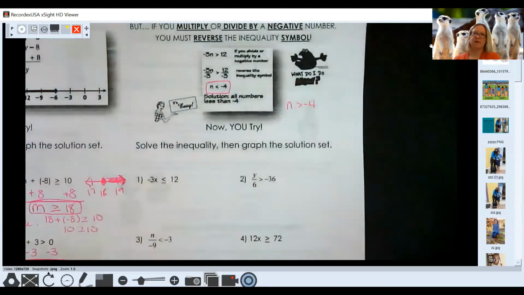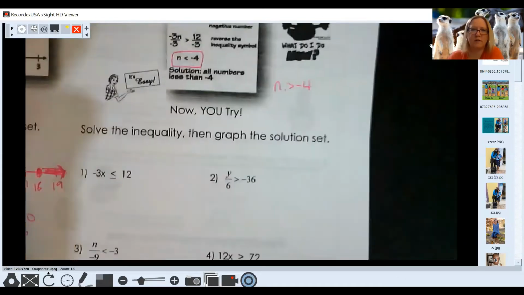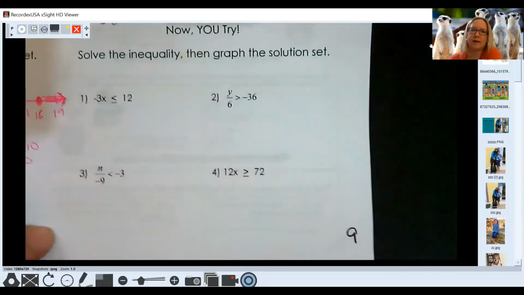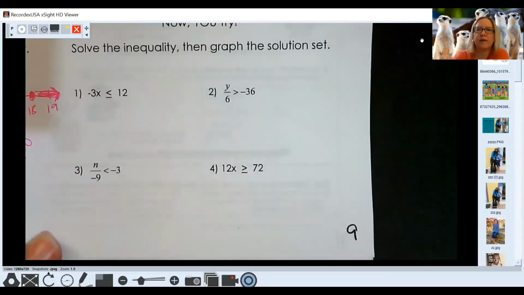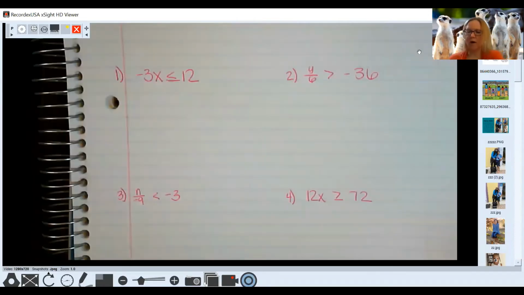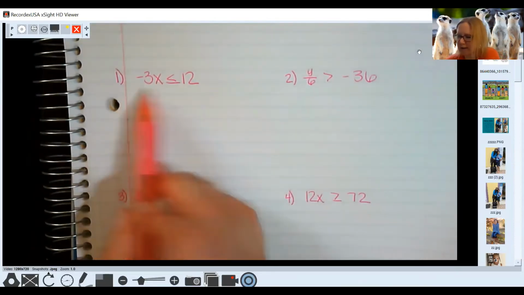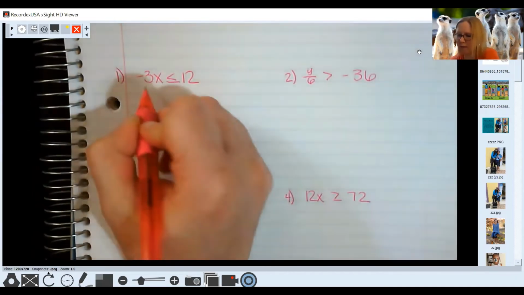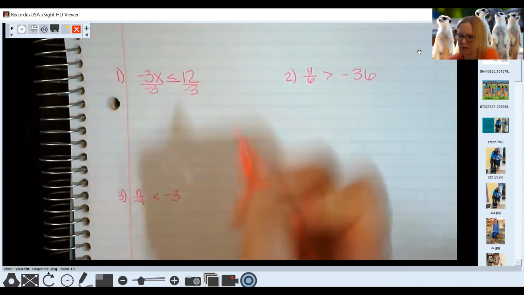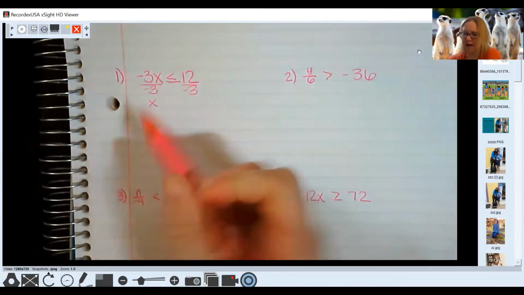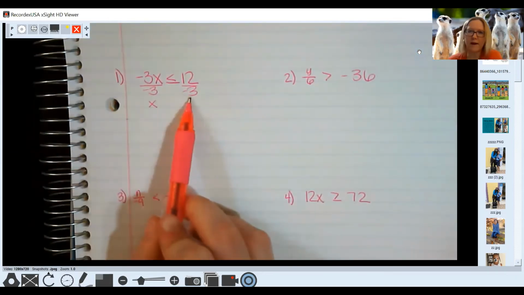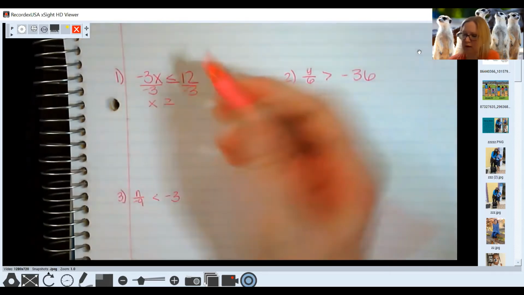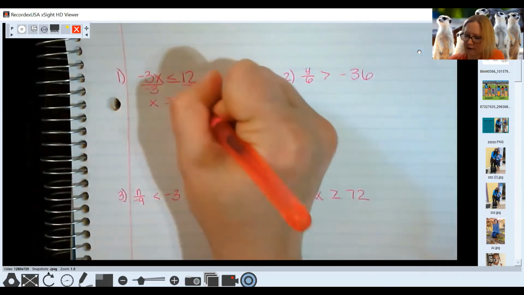So looking at page 9, numbers 1 through 4. We're going to first solve the inequalities. And in fact, let me rewrite these. Looking at the first problem, I have -3x is less than or equal to 12. My first step will be to divide both sides by -3. That's going to give me x. Notice, since I divided both sides by a negative, I need to reverse the symbol, so it becomes greater than or equal to. And then 12 divided by -3 is -4.